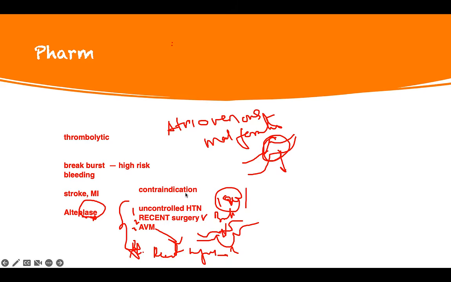With that, if you have a stroke, usually between 3 to 4 hours, I think they went up a little bit, 4.5 hours, you can get it. MI within 12 hours, you can get thrombolytic therapy, but this can be dangerous. You have excessive bleeding, so you got to watch these patients carefully. And that is hematology, dry hematology. Any questions?